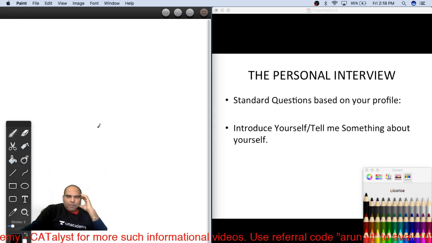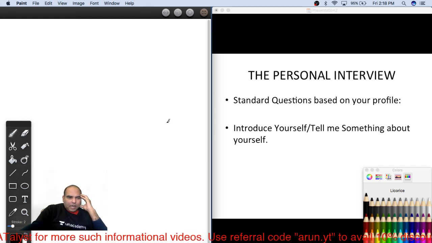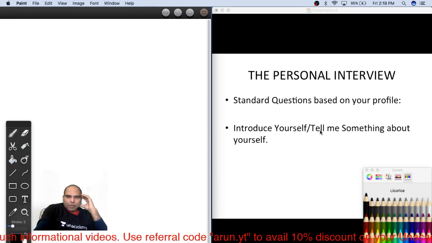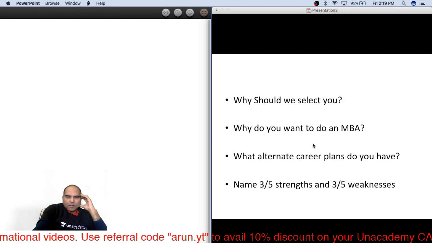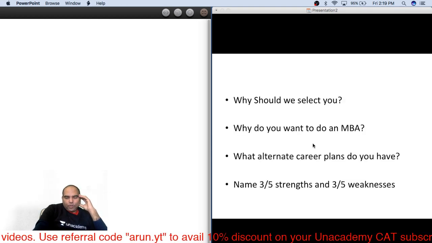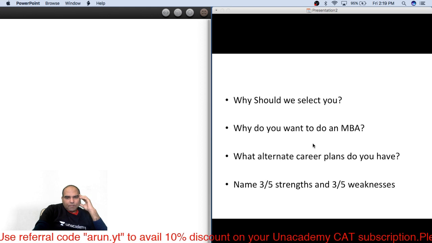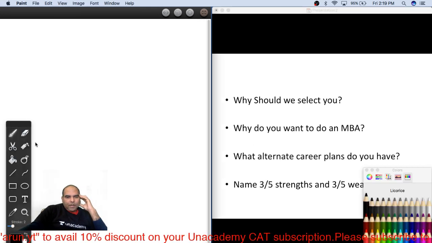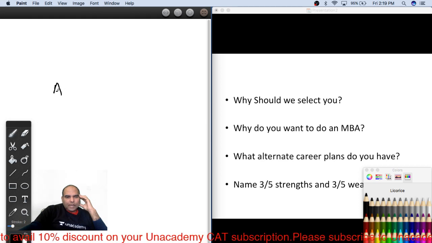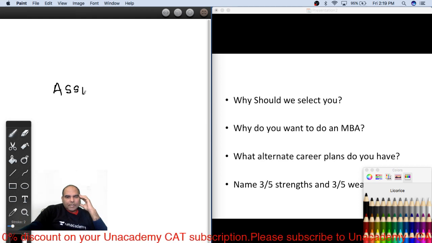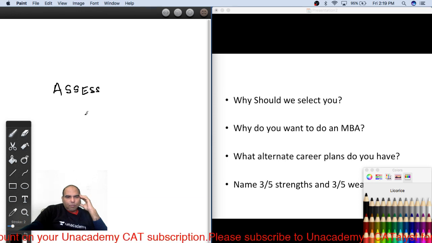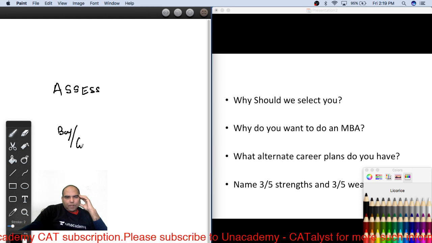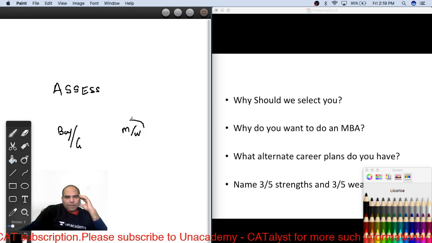Right? So if you look at all the standard starting questions in a personal interview, whether it's introduce yourself, tell me something about yourself, or it's why should we select you, why do you want to do an MBA, what alternate career plans do you have, name 3-5 strengths, 3-5 weaknesses. They're all meant to assess you as an individual and assess whether you have moved from being a boy or girl who's driven by the world to becoming a man or woman who's driving himself.